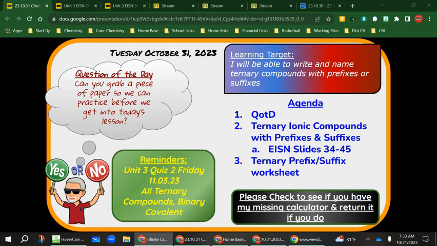And on Friday, you will have a quiz, ladies and gentlemen. Probably next week, Wednesday, you'll have the test on this unit. The quiz this week will cover all ternary compounds, meaning the ones we've been doing, the ones we will introduce today, and then the binary covalent compounds that we will introduce tomorrow. So we will not put acids on it for you.